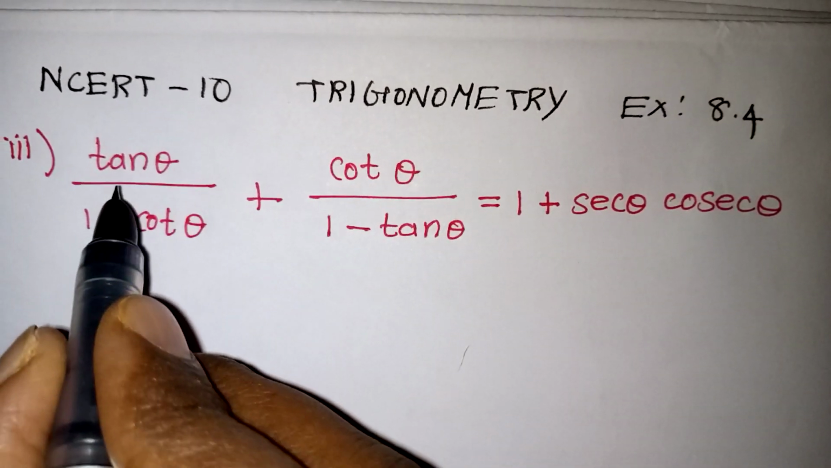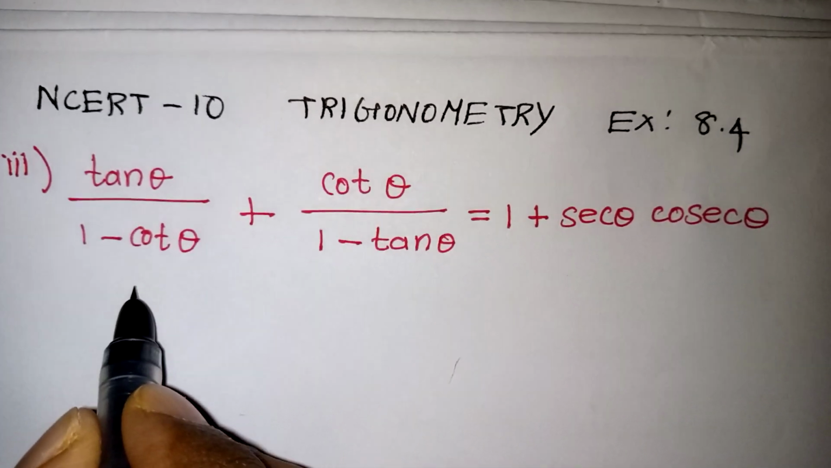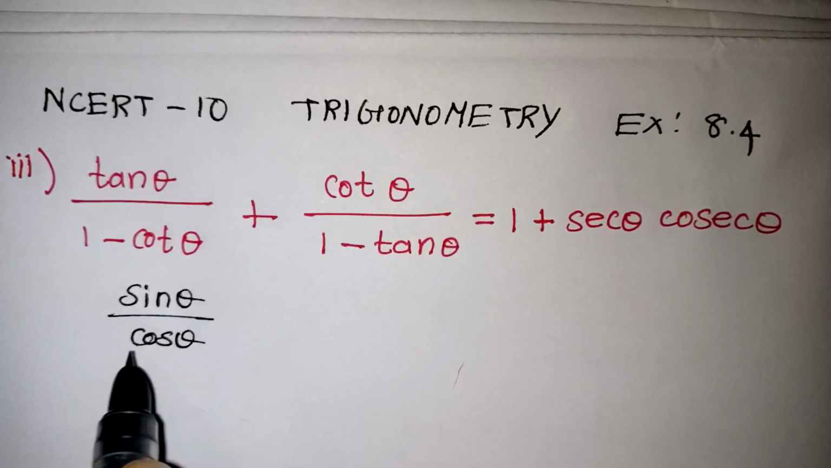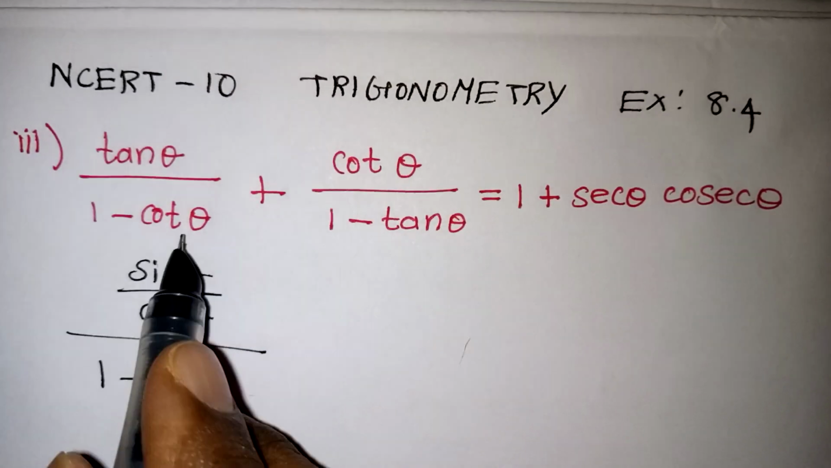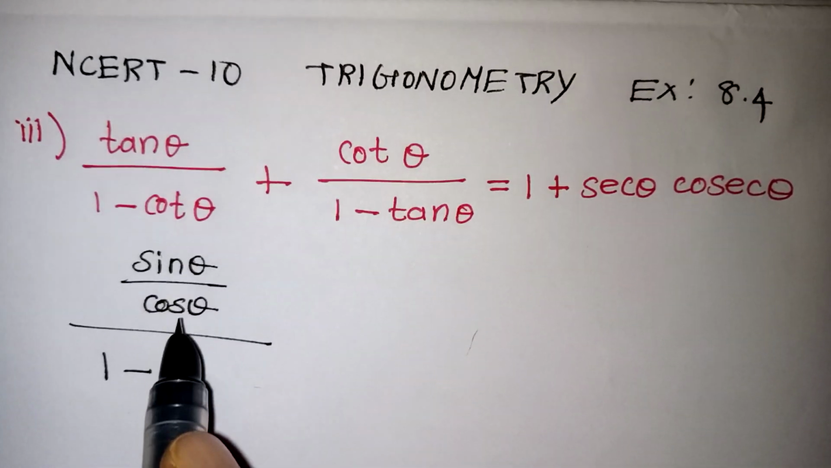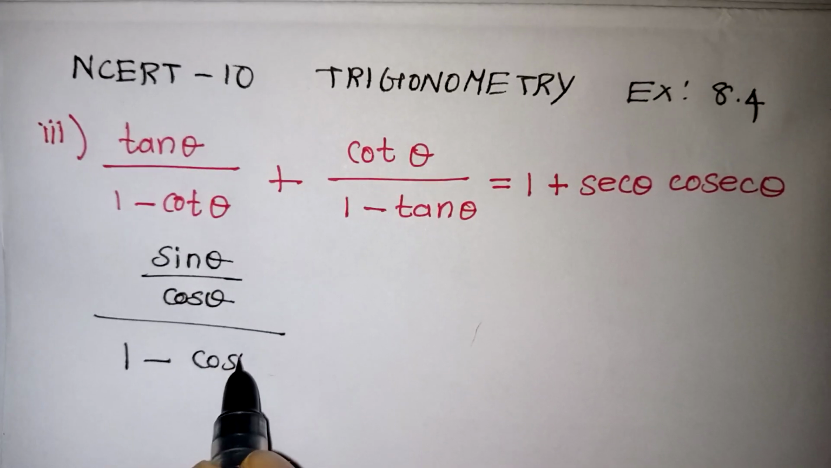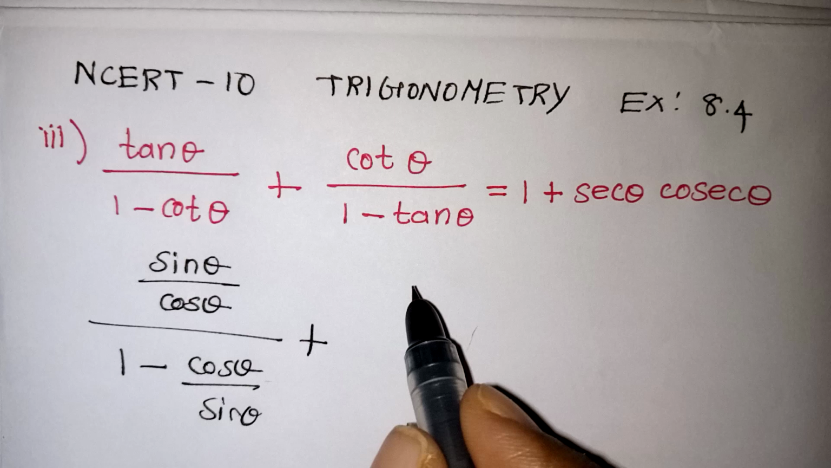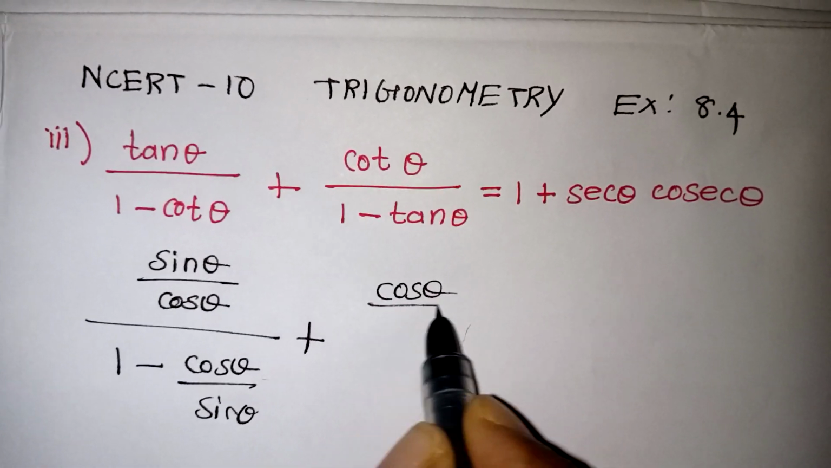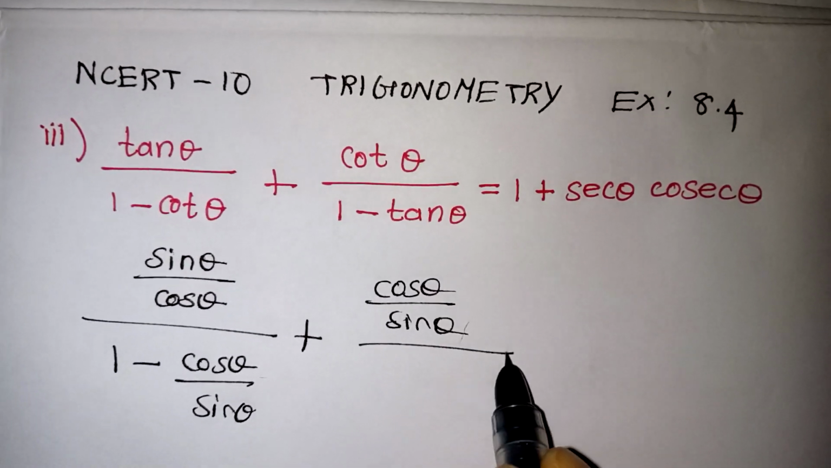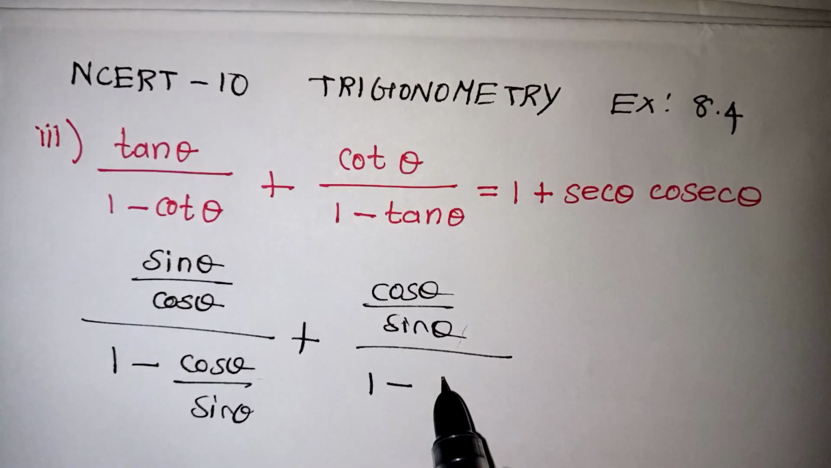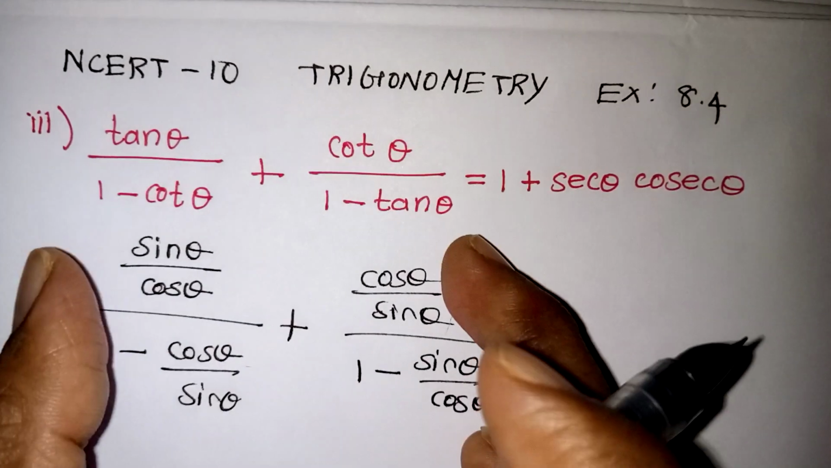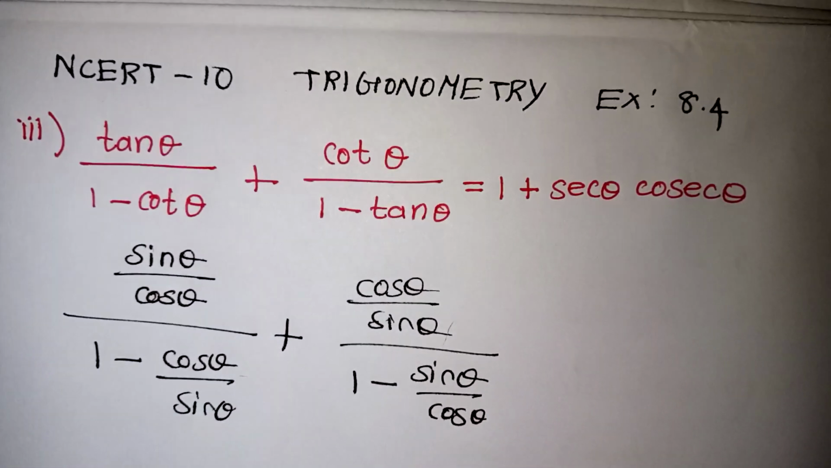Now tan theta can be written as, we all know that tan theta is nothing but sine theta by cos theta, divided by 1 minus cot theta, which can be written as the reciprocal of sine, so this will be cos theta by sine theta, plus here cot theta can be written as cos theta by sine theta divided by 1 minus tan theta, which can be written as sine theta by cos theta. So we have taken the LHS, and we are going to prove the right hand side as my answer.